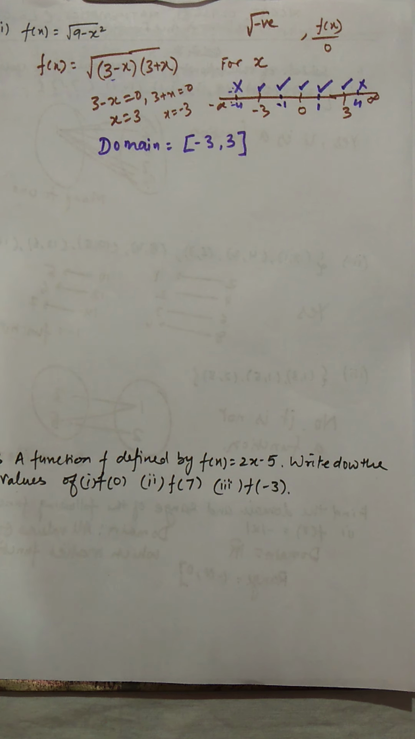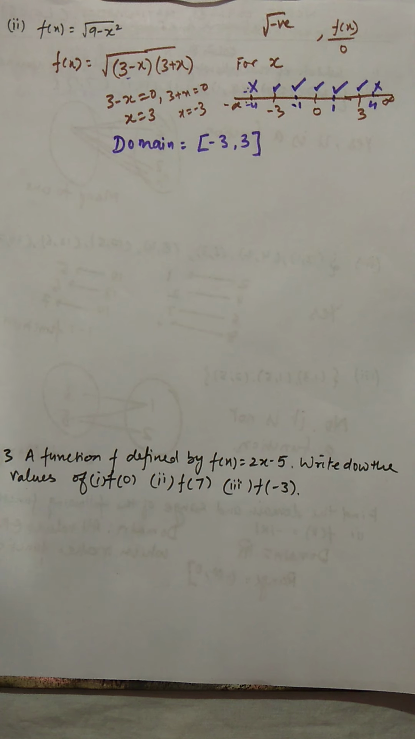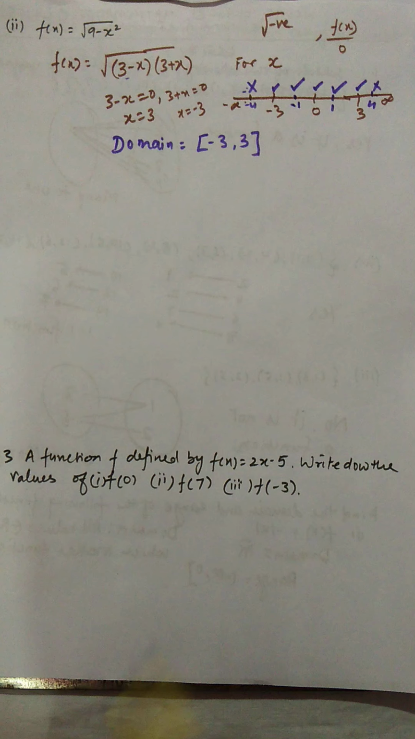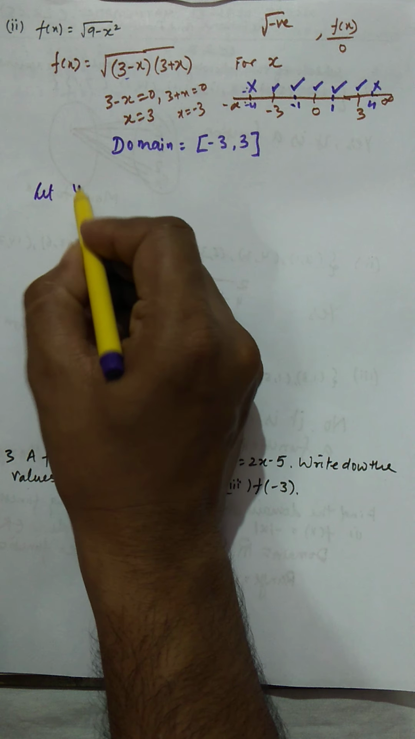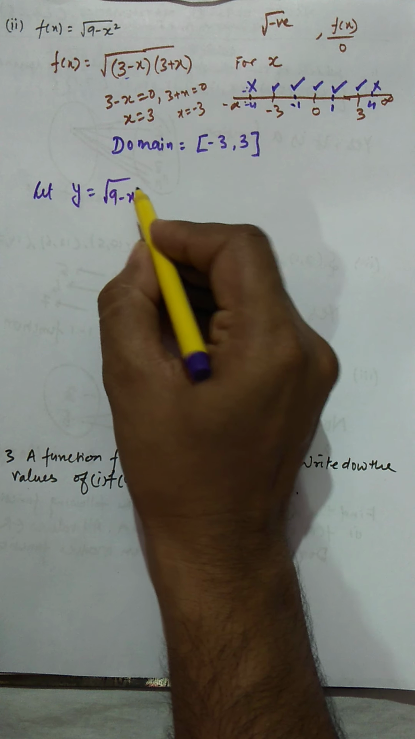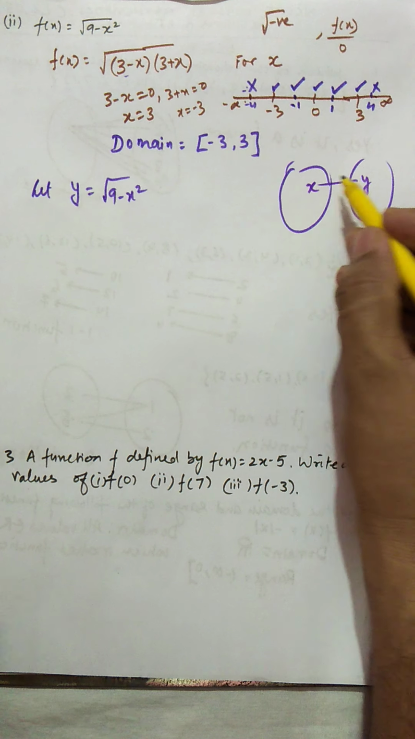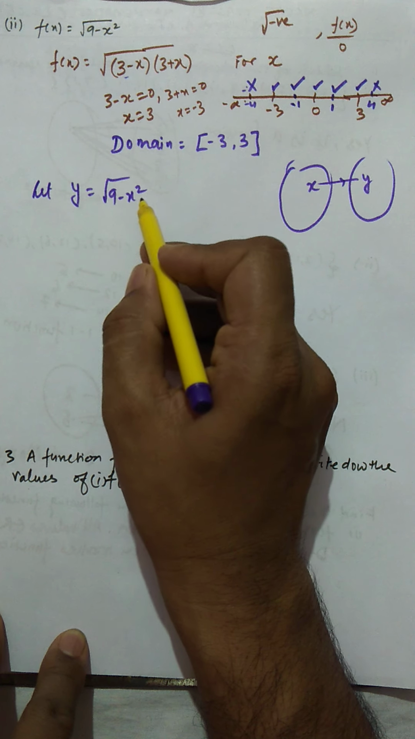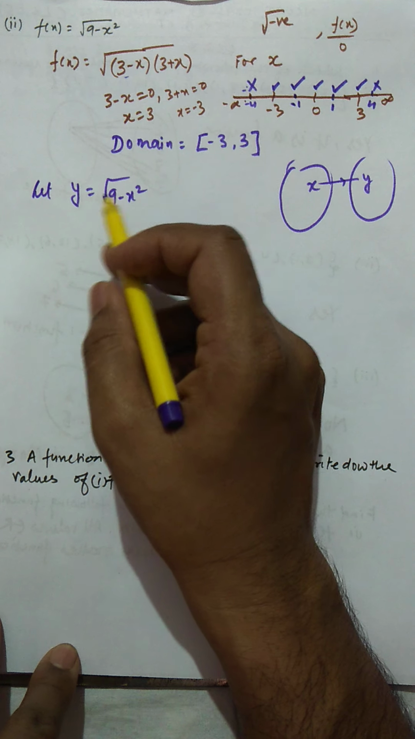Now come to discuss the range. Through observation also you can see what the values of f(x) can be. But I'm going to give you the method with the help of which you can find the range as well. So we always let y equal to root 9 minus x square. If I draw the arrow diagram, then this is some y and there is some value x. So we write y equal to root 9 minus x square. We are trying to find what the possible values of y are.